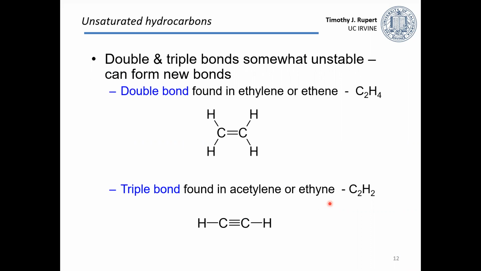We can also have unsaturated hydrocarbons where we have double and triple bonds. Now, sometimes these tend to be unstable because that means we can form new bonds. But good examples are ethene, which is C2H4. The chemical formula of that molecule is shown here in the middle. So here, the carbon is connected to 2 hydrogens, but it forms a double bond with the other carbon. If we look at acetylene, this has a triple bond between the 2 carbon atoms.